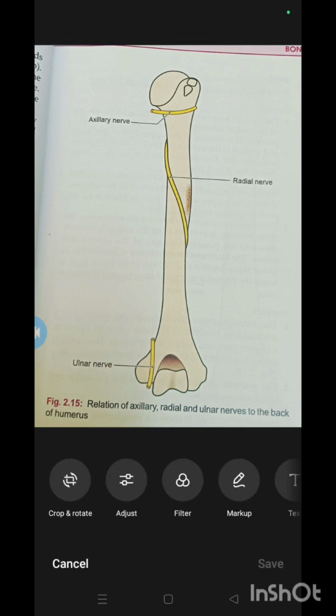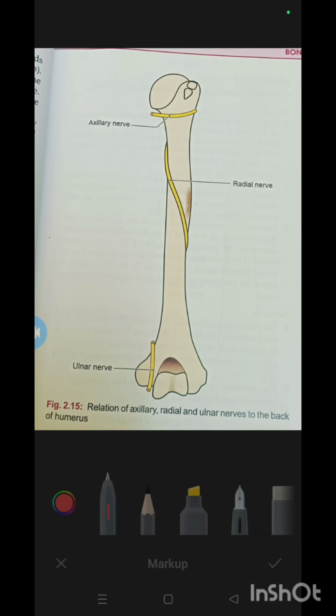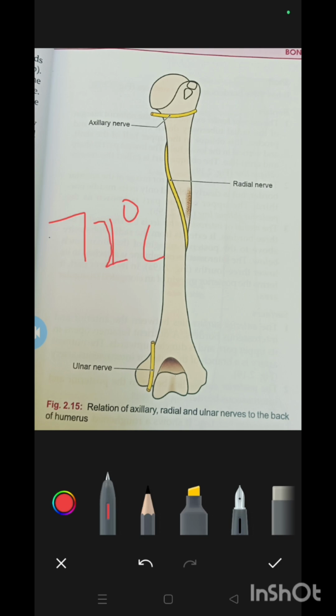Ossification. The humerus ossifies from one primary center and seven secondary centers. The primary center appears in the middle of the diaphysis during the 8th week of development.